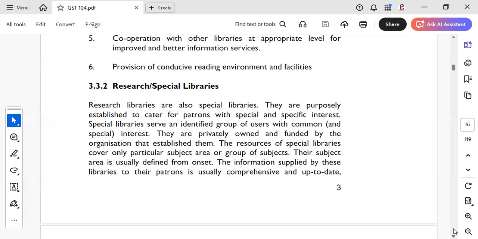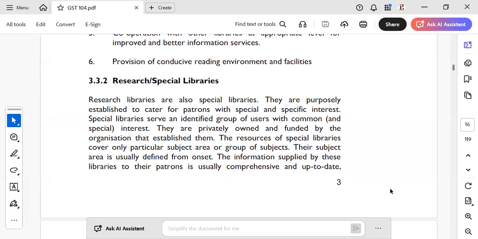Are you done? Yes, sir. Okay. Research or special libraries are not libraries we should cram. Because just like the name implies, special, and from the name research, you should know what it is all about. These are libraries originally or mainly created for specific type of research.